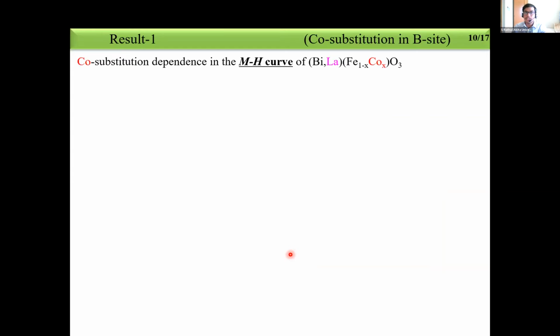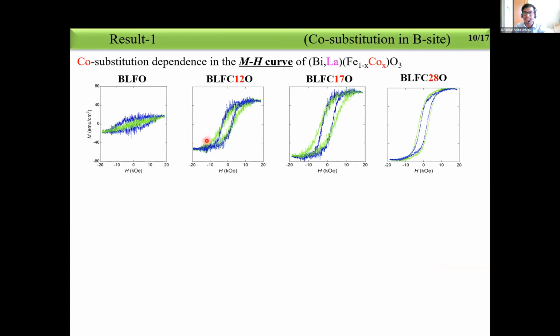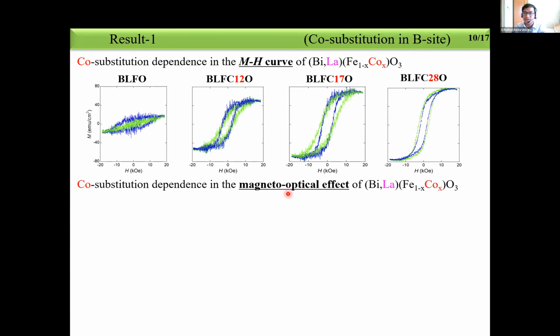So you can see, as I told, first I will see the cobalt dependence, keeping A side as lanthanum. Now I'll start increasing cobalt concentration in B side. So you can see with increasing cobalt concentration, my magnetic property or the hysteresis loop is getting enhanced, and around concentration of 28, or we are finding it around 25. In the case of magneto-optical effect, as I told, for the optical devices, Kerr effect is really essential.